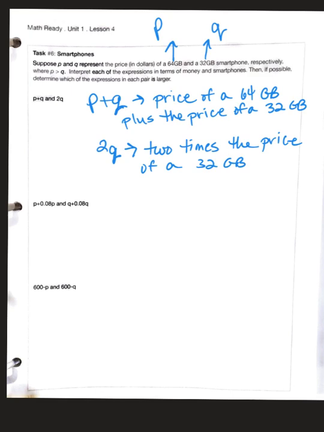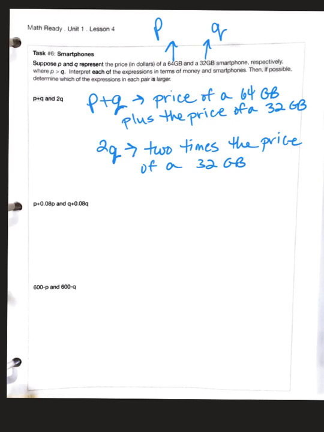The problem already told us that the price of a 64 gig is greater than the price of a 32 gig. So when you look at the first expression, the price of a 64 gig phone plus the price of a 32 gig phone is definitely going to be larger than if you bought just 2 of the 32 gig phone, because you're already paying for, in the first one, the 64 gig, which is higher, plus the price of the 32 gig. And the other one is just 2 times the smaller memory phone, which could never total what the larger phone plus the smaller phone would be.